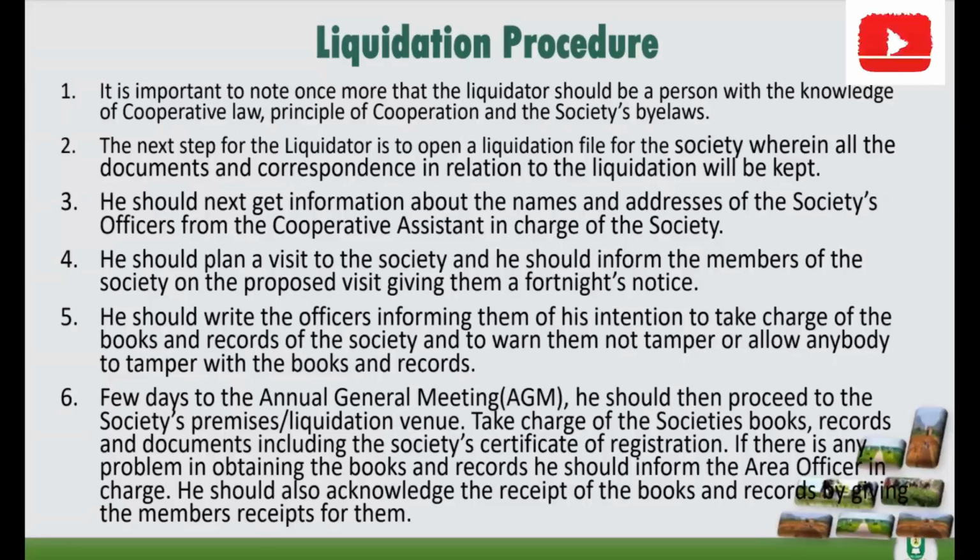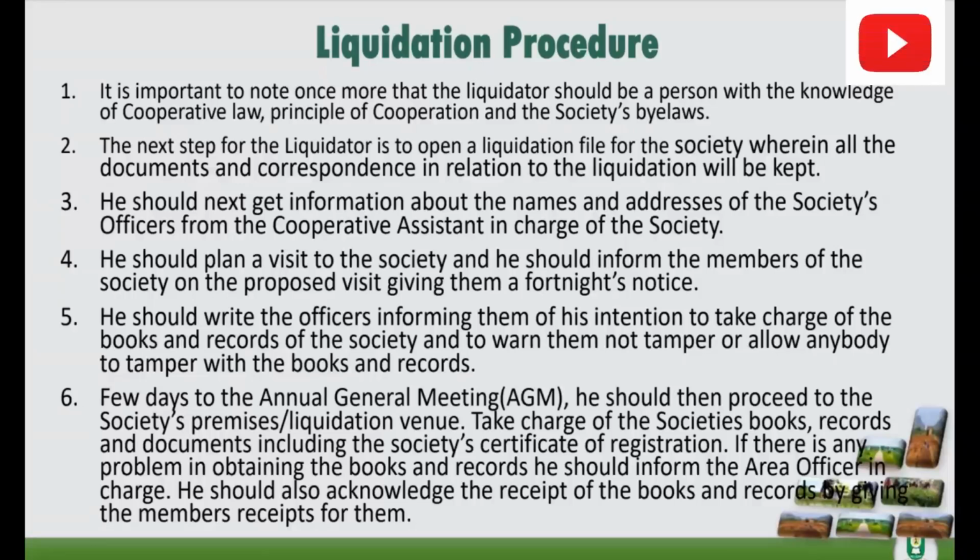Number two, the next step for the liquidator is to open a liquidation file for the society wherein all the documents and correspondence in relation to the liquidation will be kept. So the opening of the file is next. And number three, he should get information about the names and addresses of the cooperative officers from the cooperative assistant in charge of such a society.